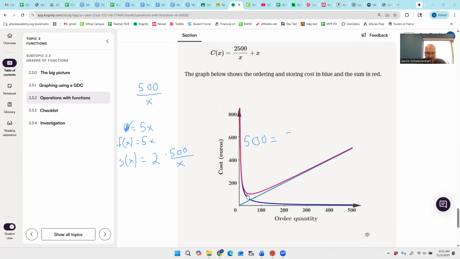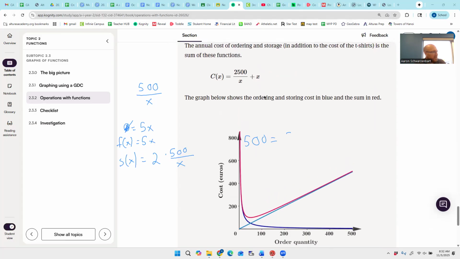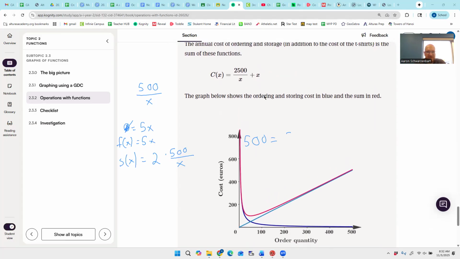And you can kind of get a minimum somewhere around ordering about 50 at a time. So it's the red one that is the combined. Okay. That's confusing to me, how they wrote the function. Yeah, the hard part on this one, this goes from super easy to very hard. So if we say X is the number of t-shirts in an order, how to combine them? That makes sense to me.